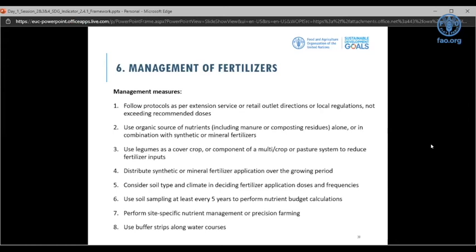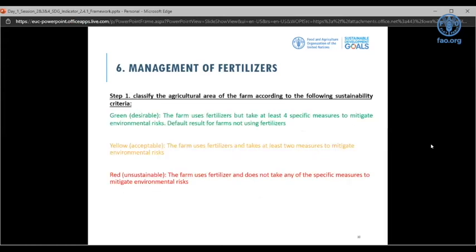So let me quickly go to the thresholds that we have selected for this particular sub-indicator. If the agriculture holding or the farm uses fertilizer, but takes at least four specific measures to mitigate the environmental risks associated with the use of fertilizer, then the holding will be classified as green. If the holding is not using any fertilizer whatsoever, then it will be automatically classified as green, given that here we are assessing the negative impact of the fertilizer on the environment. So if the holding is not using fertilizer, from an environmental perspective, this holding will be classified as green.